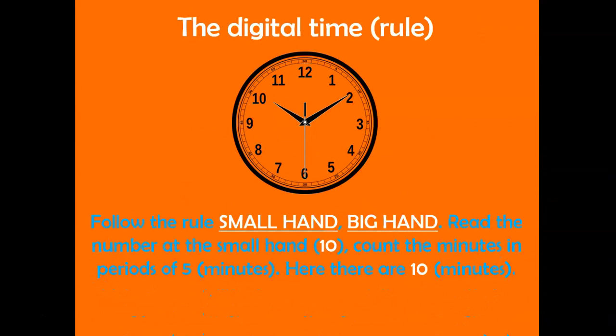Okay, so here is the rule for the digital time. Follow the rule: small hand, big hand. Read the number at the small hand, so that's 10. Count the minutes in periods of 5. So these are blocks of 5 minutes. So here there are 5, 10 minutes. What's the time? It's 10:10.